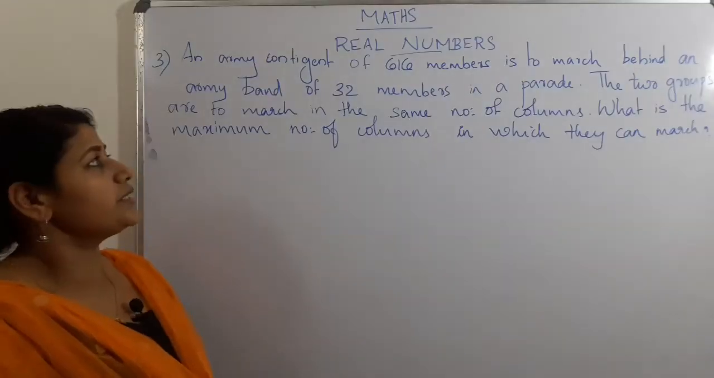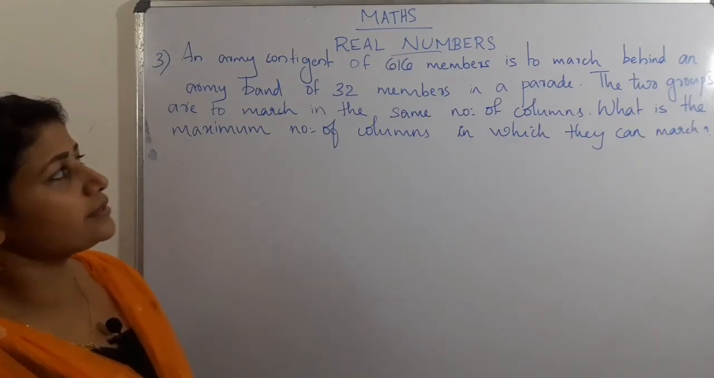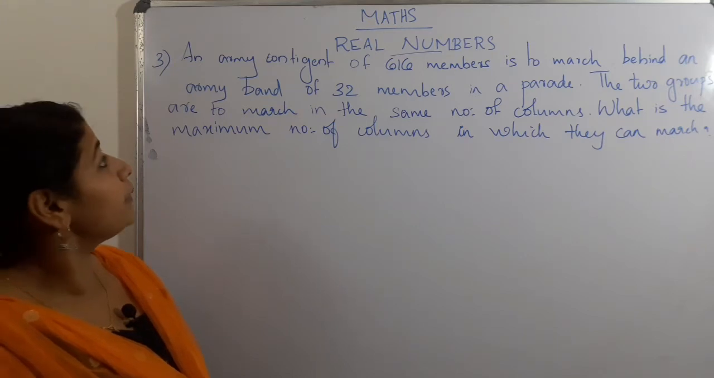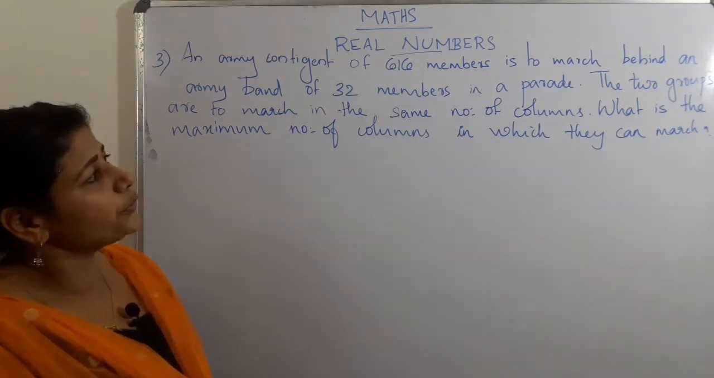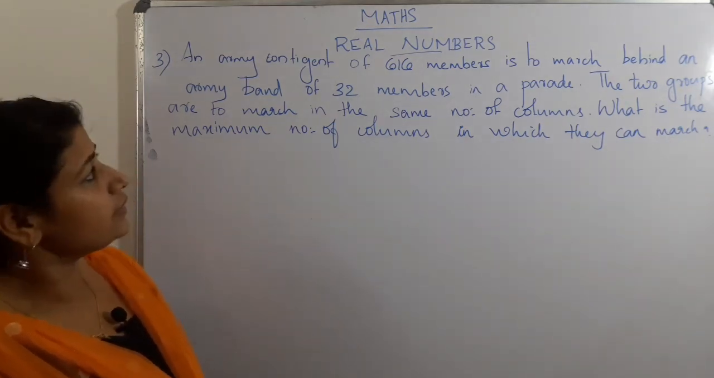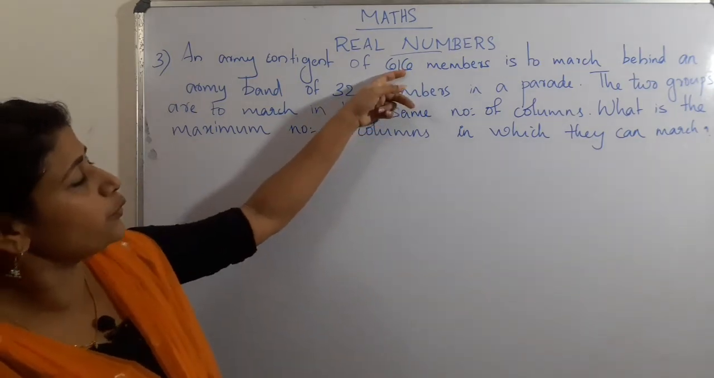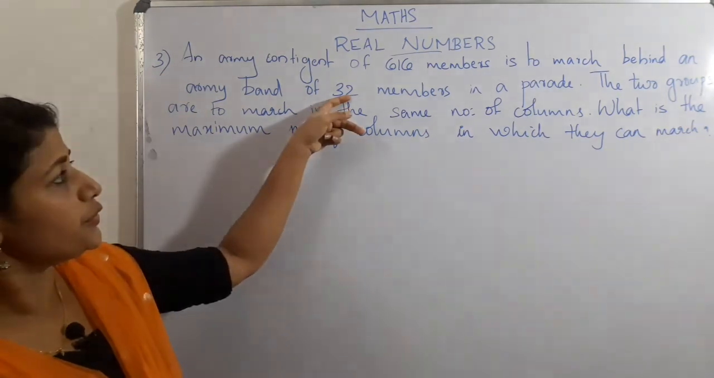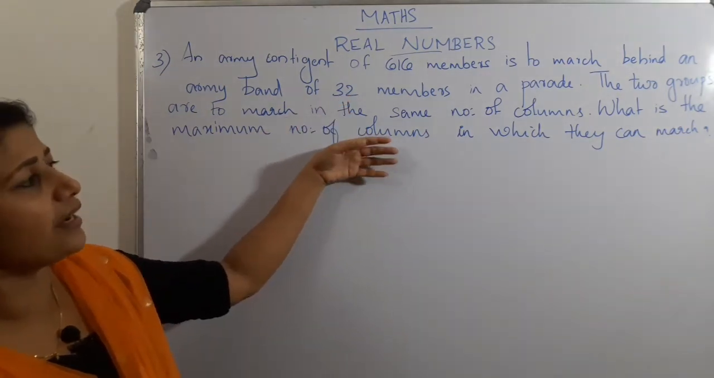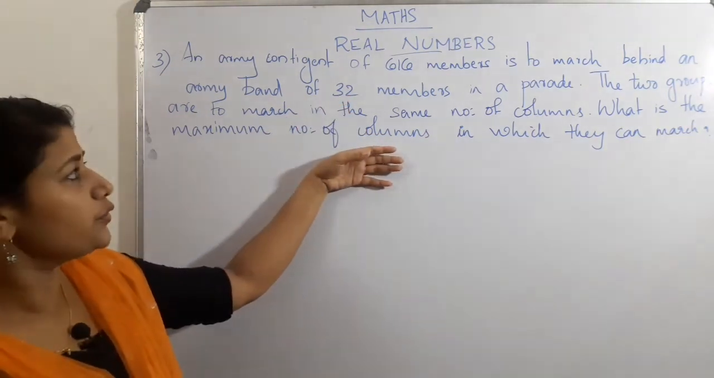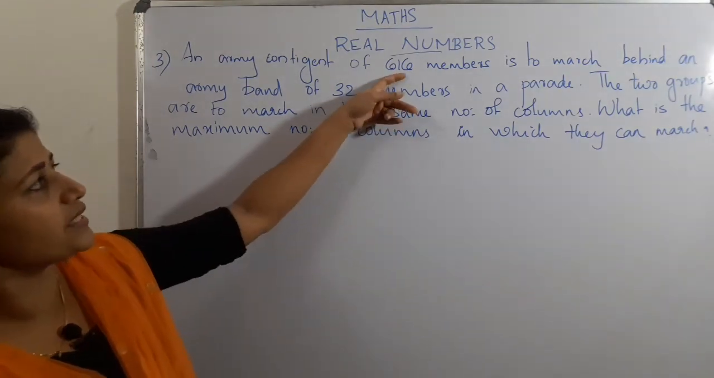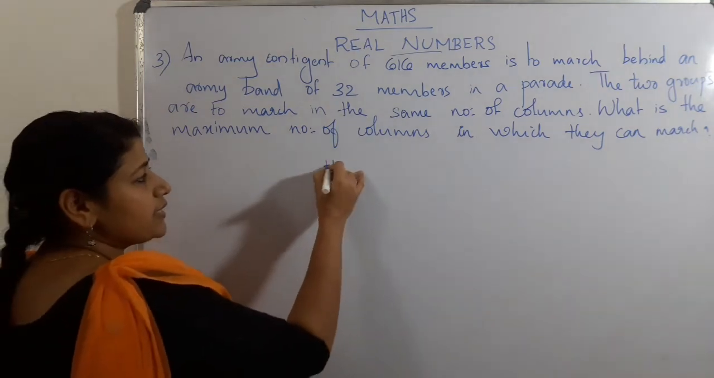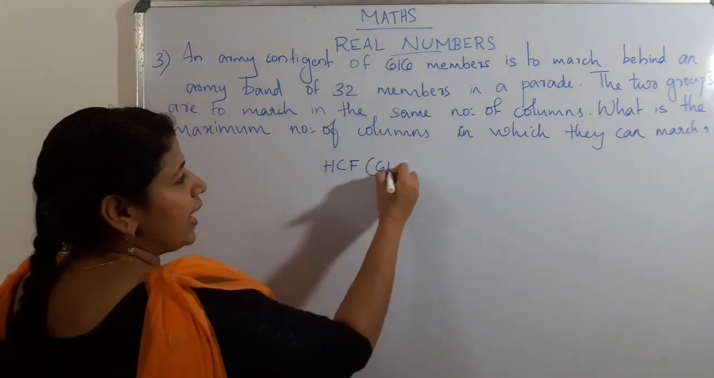Understood? Third question. In an army, there are 616 members and 32 members of an army band. Both want to attend a parade. These 616 members have to stand behind these 32 members. Got it? So, in how many columns can they be arranged? That is the question. So, we want to find out the HCF of 616 and 32.